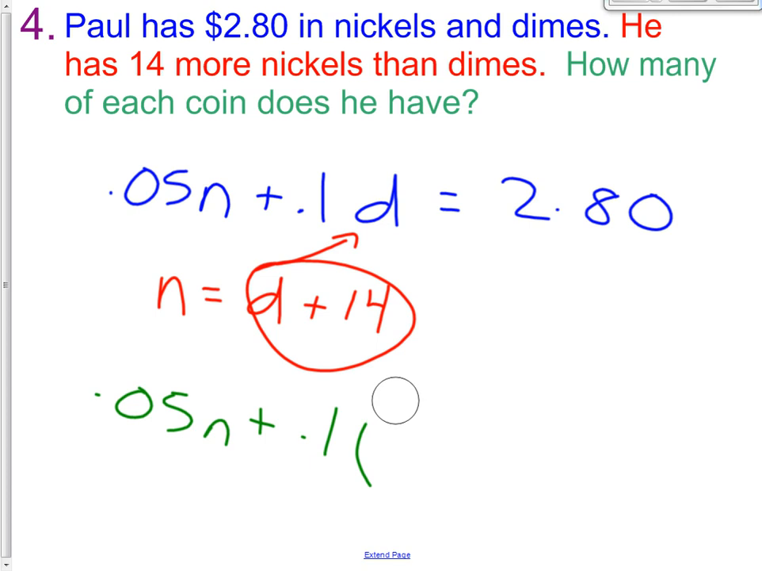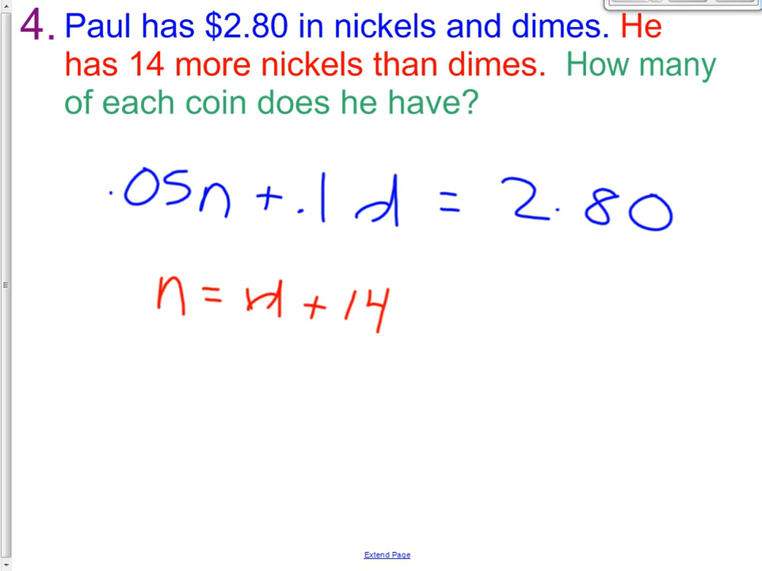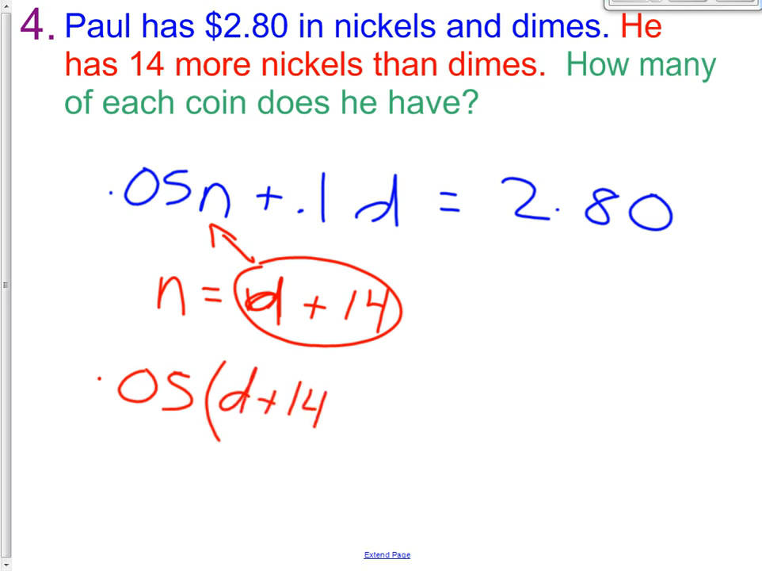Rats! Sorry about that, class. We're not going to put this in for D, we put that in for N. Sorry about that, I'm sure you guys noticed that before I did. So we're going to put this into here. There we are. So 0.05 multiplied by D plus 14 plus 0.1 D, that equals $2.80.